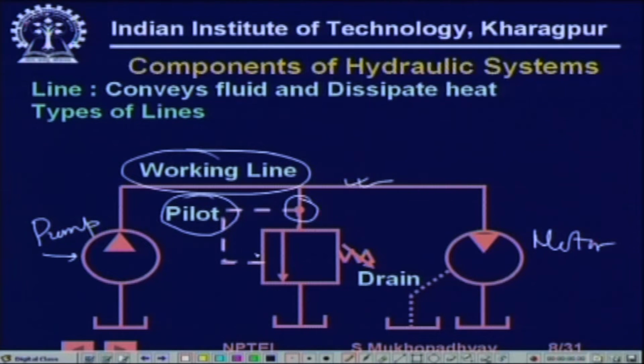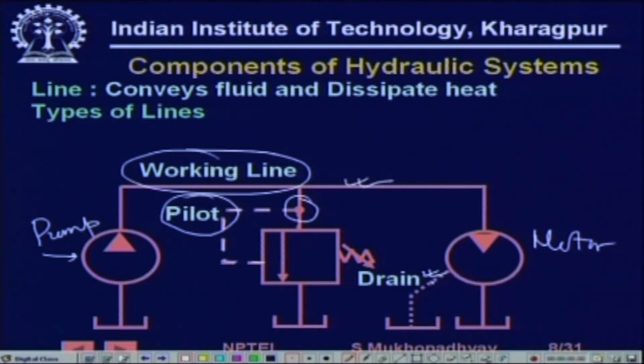long dashes. Similarly, you have to have some drain lines, because some liquid is going to leak out. So you need to collect it so that it doesn't spill here and there and is not lost. So you need to add some drain lines, which are shown in short dashes. So these are the three kinds of lines through which fluid flows in a hydraulic system.